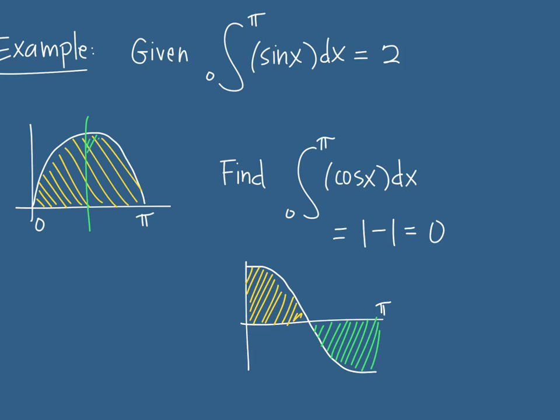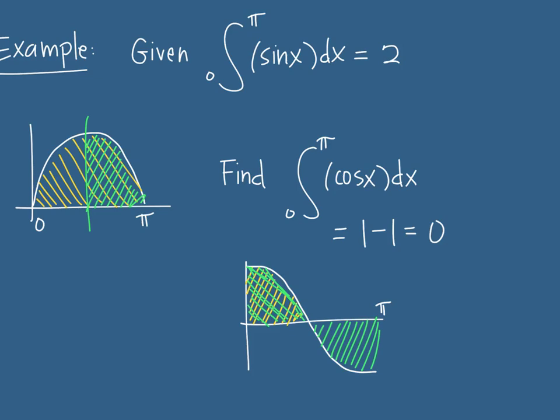Okay, I know that this shape right here in the sine graph is the exact same as this shape right here. They're the same size. I thought we were supposed to find sine. No, I told you that it was 2. Yeah, sine of x is already given to us as 2, and so half of that would be 1.